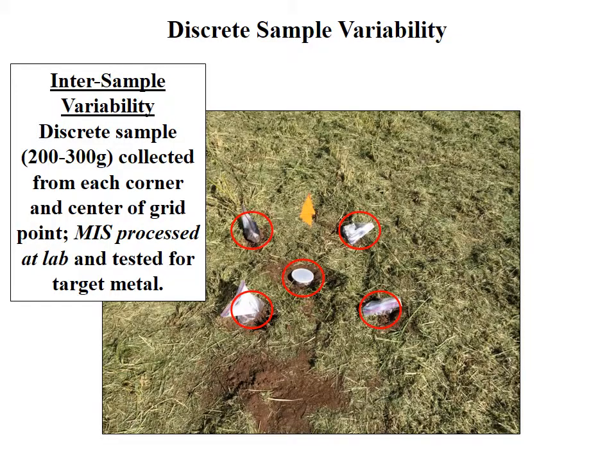Now at each one of the grid sites, the grid points, we did 2 things. First, we tested for inter-sample variability. This is the variability between co-located samples. In this case, around each one of the grid points, we collected 5 discrete samples, 1 in the middle and 4 at each corner, within a 3-foot square around the grid point. The discrete samples were 200 to 300 grams. Key point here is for each one of the samples, we had them processed at the laboratory using incremental sampling methods, where they were dried, sieved, and subsampled for testing, so we can be highly confident that we have good data for each one of these samples.